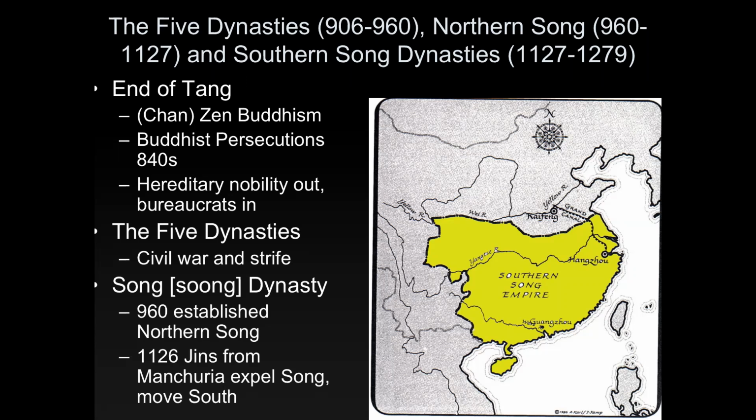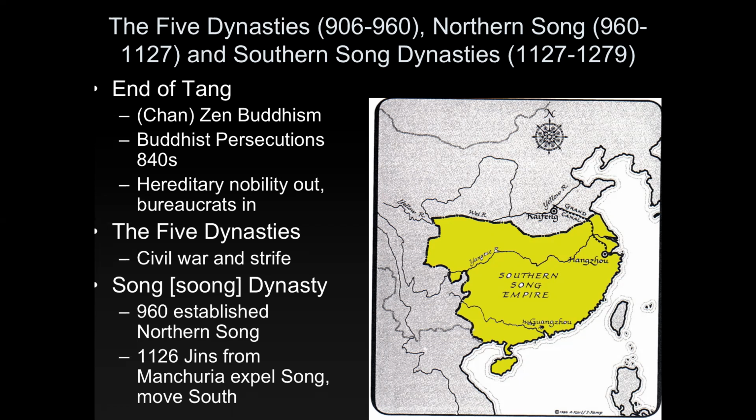And we also see some more ideas where the hereditary nobility is out and the bureaucrats are in. So this is a time when the civil service examinations allow people to get jobs in government, and those are the people that are running the Chinese state at this time. So the five dynasties was a time of civil war and strife, and what came out of it was the Song Dynasty in 960.